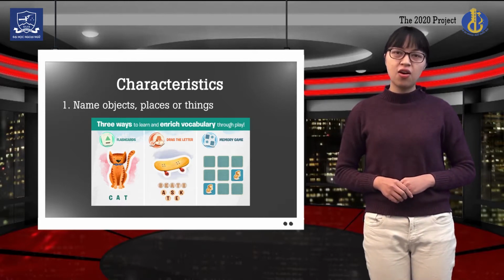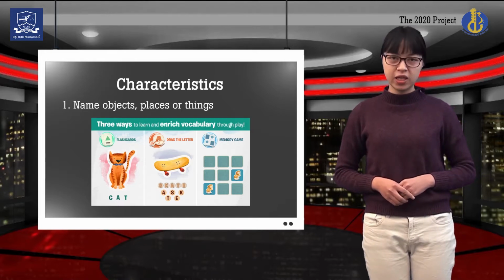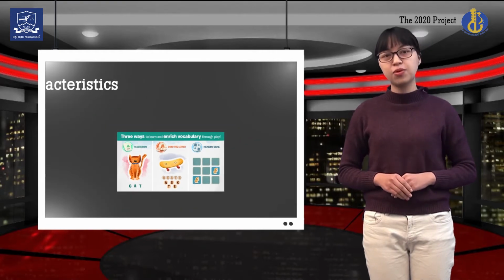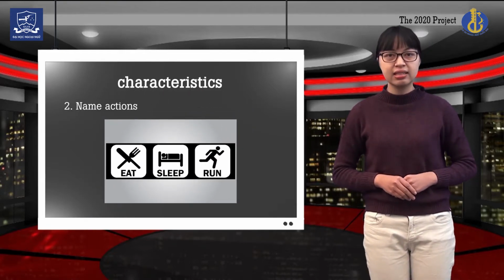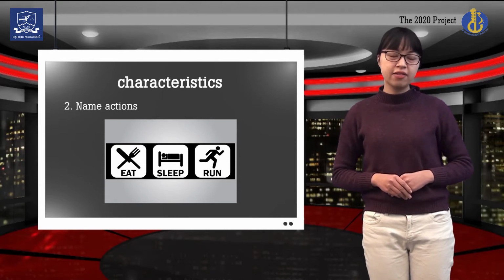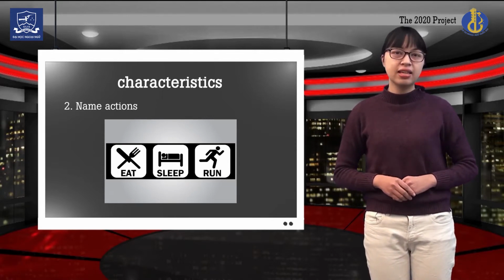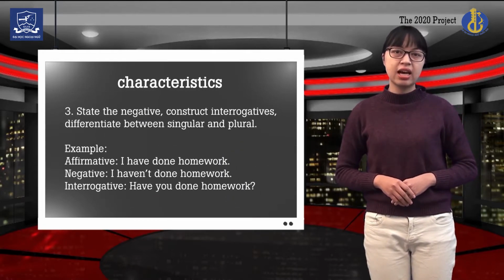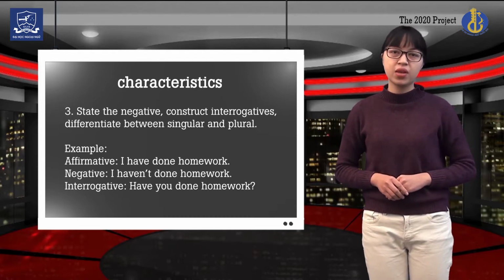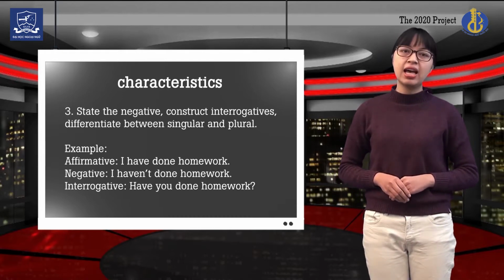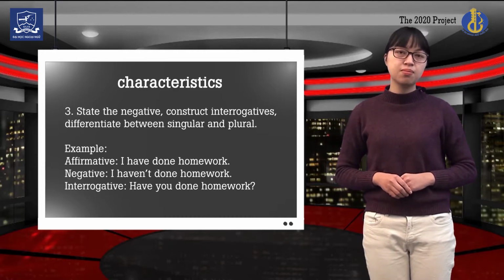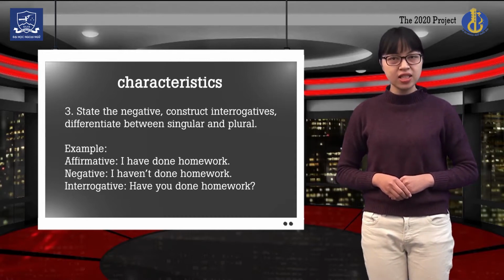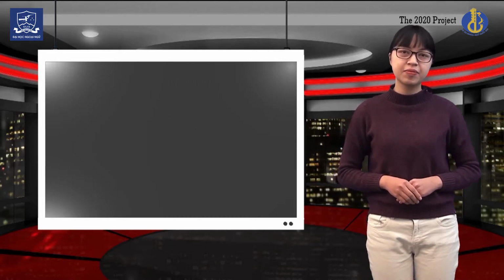The first one: all languages have some ways of naming objects, places, or things, like cat, skate, and memory game, for example. The second characteristic is that all languages have a way of naming actions, like eat, sleep, or run. The third characteristic is that all languages have a way of stating the negative, constructing interrogatives, and differentiating between singulars and plurals, like the examples "I have done the homework," "I haven't done homework," and "Have you done homework?"